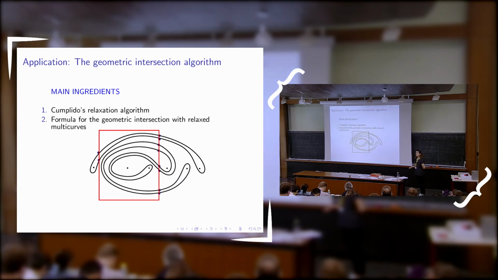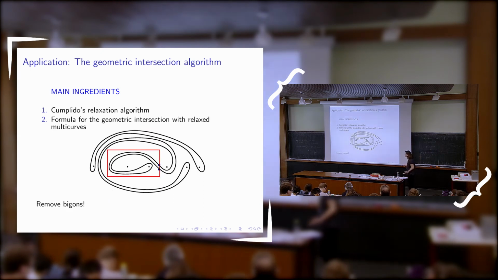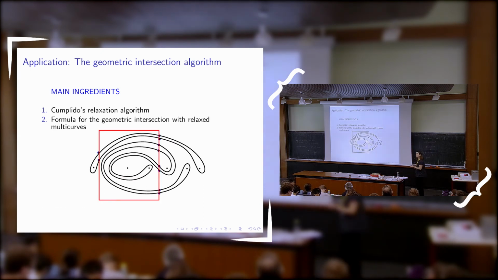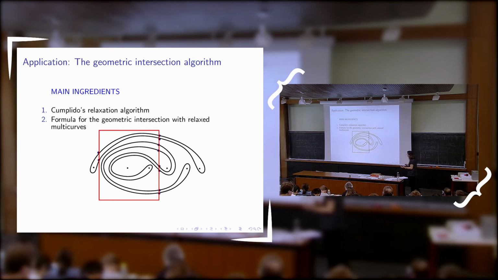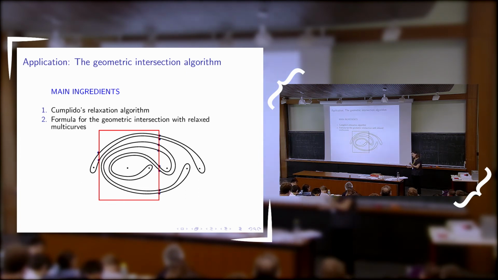Is it clear or? Yeah? So we have a formula, which is not an algorithm, it's a formula. It computes the geometric intersection number of a relaxed curve with an arbitrary curve. The idea is you take a representative of the elementary curve such that it intersects all possible path components of the multi-curve. And then to obtain the geometric intersection number, you want to remove bigons. So you count the number of components of the multi-curve which form bigons with the relaxed curve.